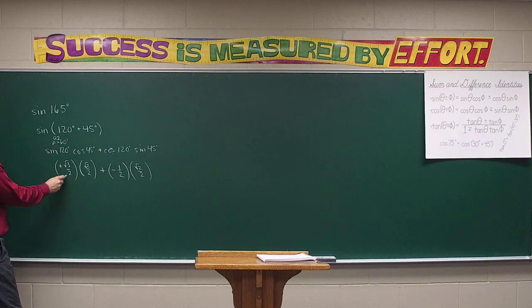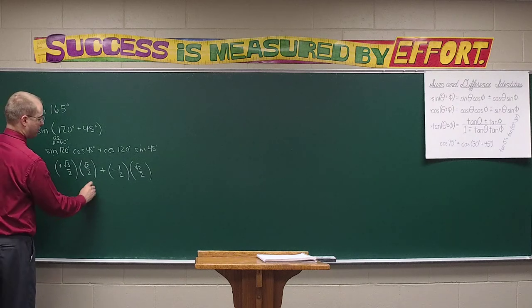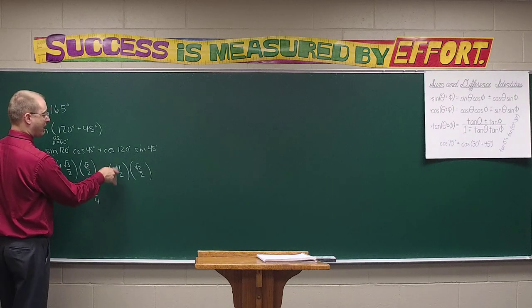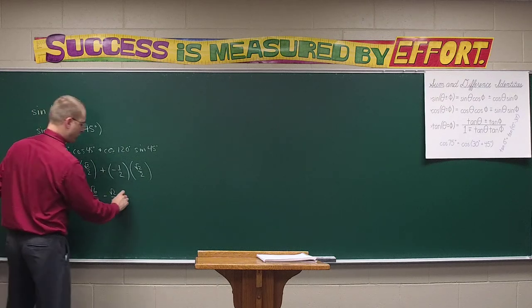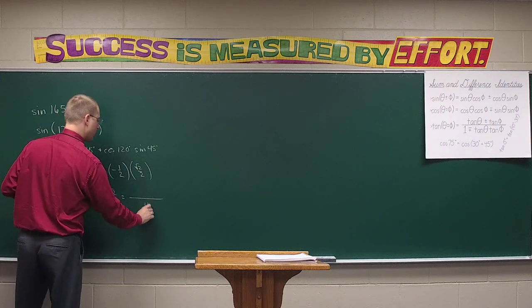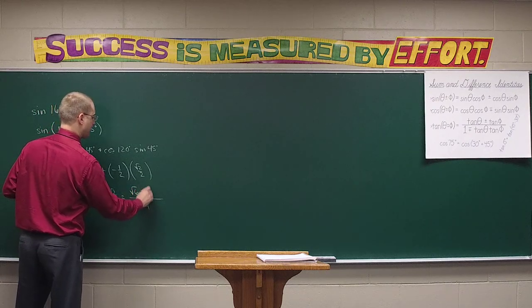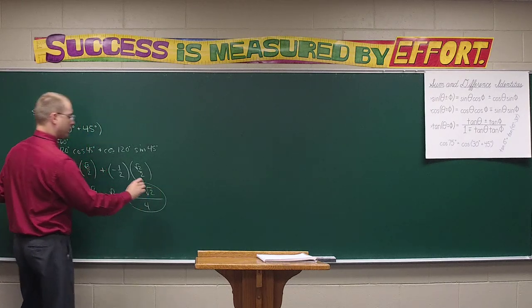What do we get if we multiply square root of 3 over 2 times square root of 2 over 2? Square root of 6 over 4. And negative 1/2 times square root of 2 over 2? Negative square root of 2 over 4. And we put it all together over a common denominator: square root of 6 minus square root of 2 over 4. That's our answer.